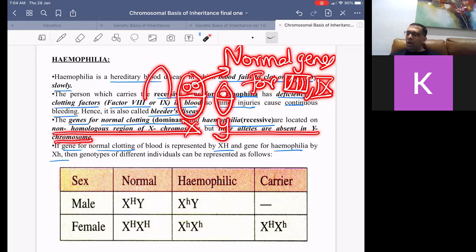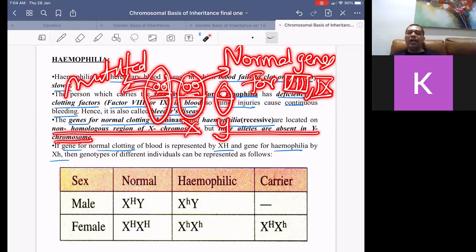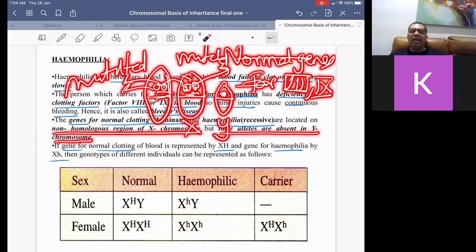If you have a lady with two normal genes for factor 8 and 9, then she is normal. But if she has one set of genes as mutated, then the normal genes become dominant over mutated and she will become a carrier. But if she has both mutated genes, no normal genes at all, she has mutated genes, then she will herself become a hemophiliac.